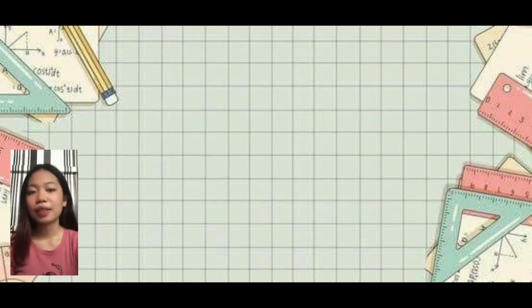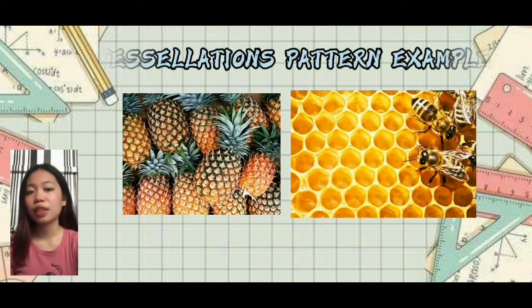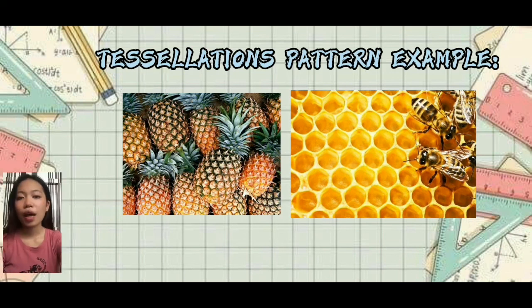And last but not least is the tessellation pattern. Tessellation patterns are created with identical shapes which fit together with no gaps. And we have here the pineapple and beehive as examples.